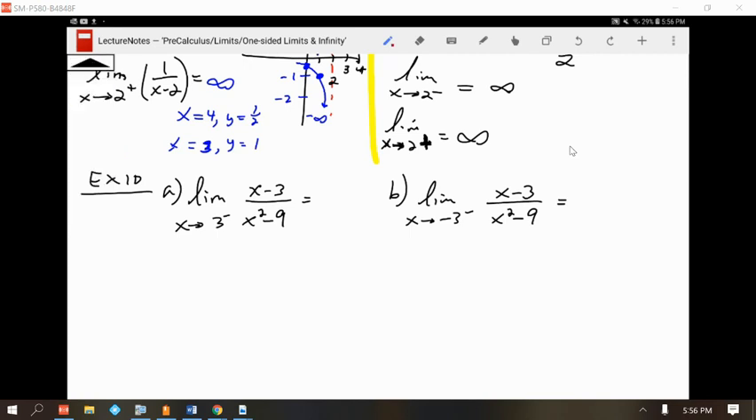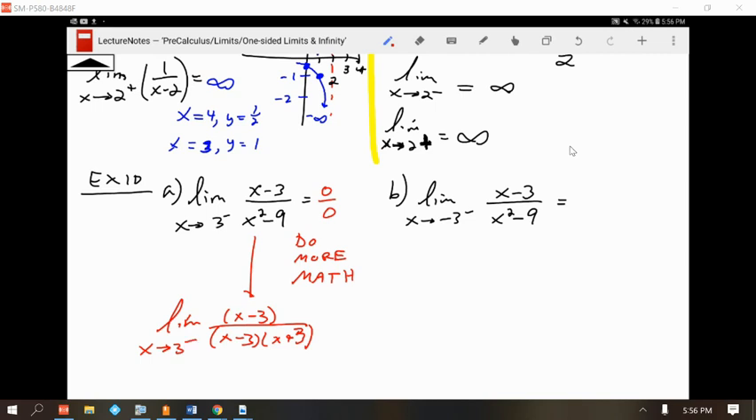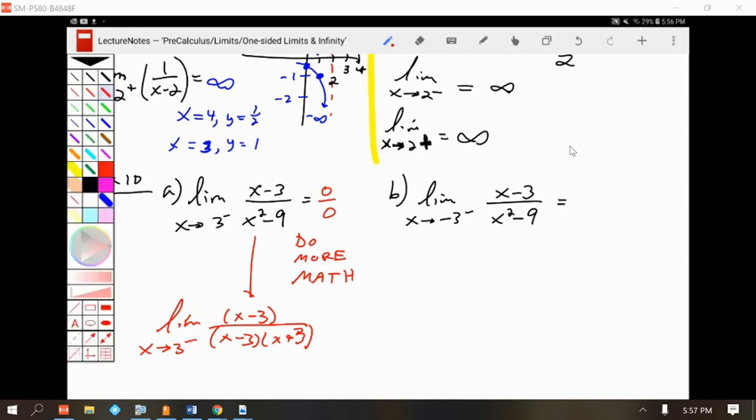Notice I'm going to plug in for part A, plug in 3. What is 3 minus 3? 3 minus 3 is 0. What is 3 squared? 9 minus 9 is 0. What's 0 over 0 mean? Do more math. So what I am going to do here is factor this. X minus 3, x minus 3, x plus 3. Those are the factors. What's the limit as x approaches 3? Notice the x minus 3's cancel out, and I'm left with a 1 on top. And now I can plug in positive 3. And what's 1 divided by 3 plus 3?